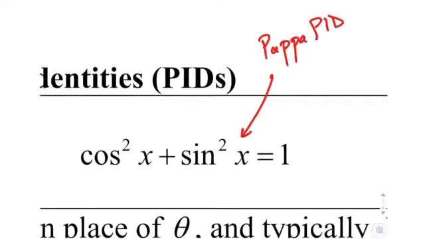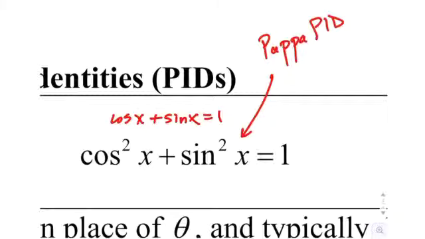So why is this Papa Pid? I'll show you. We're going to prove it on the next example. But notice it says cosine squared plus sine squared is equal to what? 1. They're one and the same. If you ever have the number 1, you can replace it with cosine squared plus sine squared, and it's equivalent. Now, does that mean that cosine of x plus sine of x also equals 1?